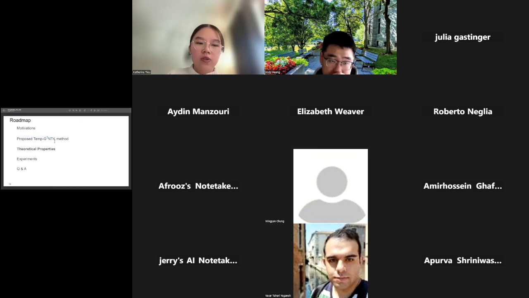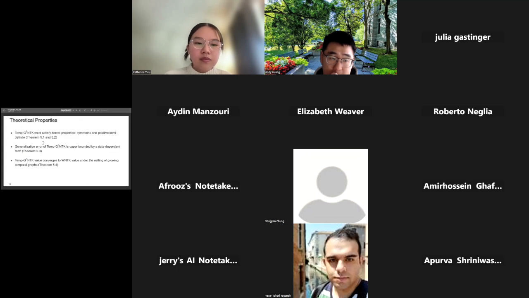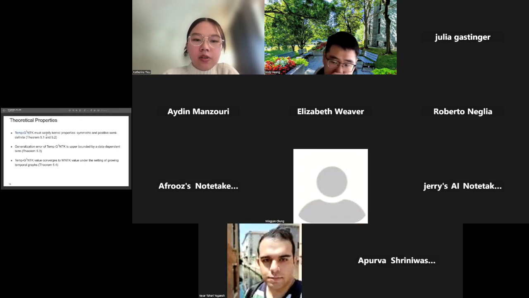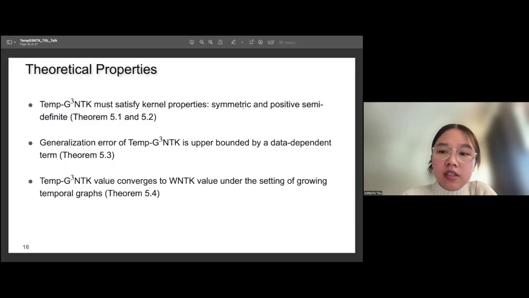Yeah, so with the proposed framework earlier, now we move to the theoretical properties of the Temp-GNTK method. Temp-GNTK, as a kernel itself, would satisfy some kernel properties such as symmetric and positive semi-definite, which is proven in these two theorems in the paper. We also found out that the generalization error of our framework is bounded by a data-dependent term, which is presented in this theorem in our paper. And then finally, we found out that our Temp-GNTK value actually converges to the Graphon-NTK value under the setting of growing temporal graph, which is the temporal graph has a growing number of nodes with respect to time.